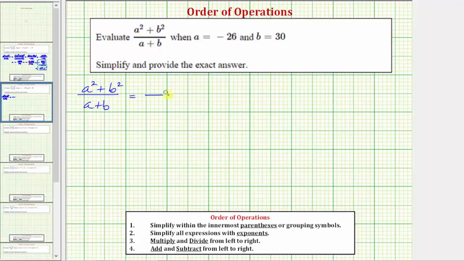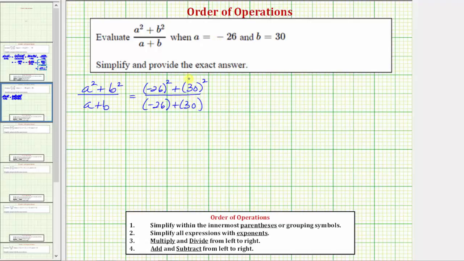Performing the substitution, a squared equals the square of negative 26. And we do need the negative 26 in parentheses so that we have two factors of negative 26. And then plus b squared, which would be plus 30 squared, divided by the quantity a plus b, which would be the quantity negative 26 plus 30. Notice how when performing substitution, it's recommended to always include parentheses around the values being substituted into the expression.